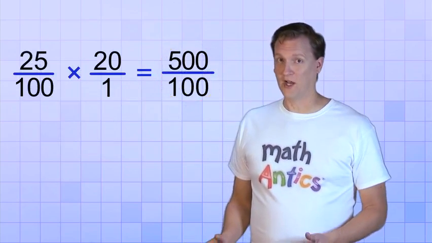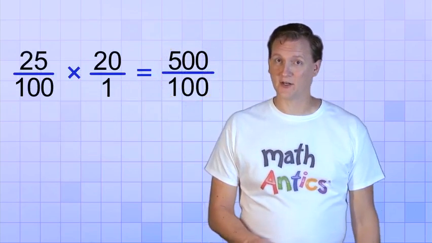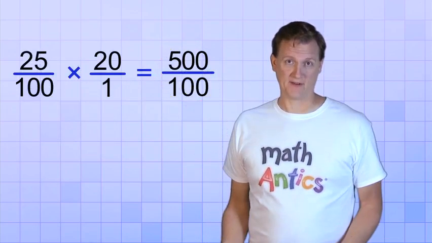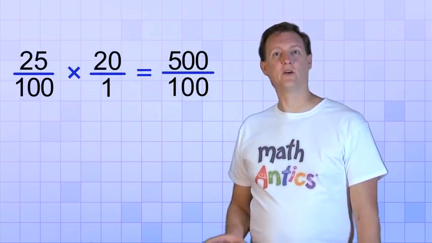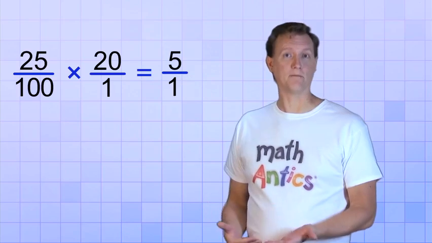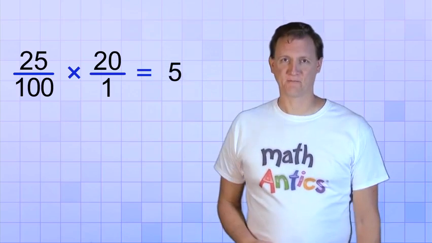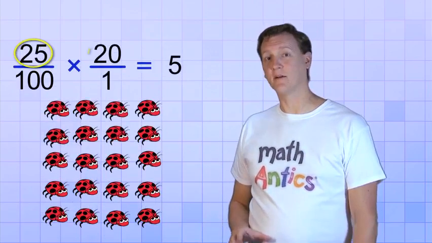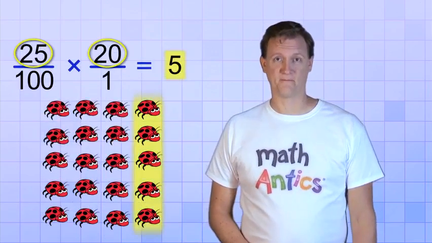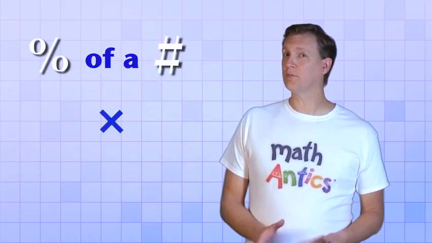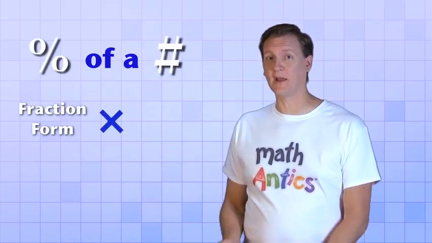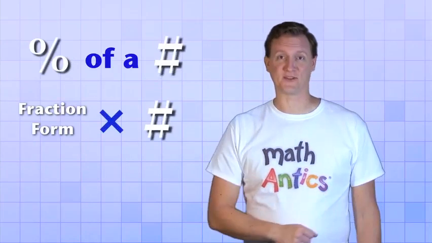Now 500 over 100 might seem like a strange answer, but that's just because we still need to simplify it. 500 over 100 simplifies to 5 over 1, and 5 over 1 is just 5. That's much better. So 25% of 20 is 5. All right, so to find a percent of a number, we just need to multiply the fraction form of the percent by the number, and we have our answer.